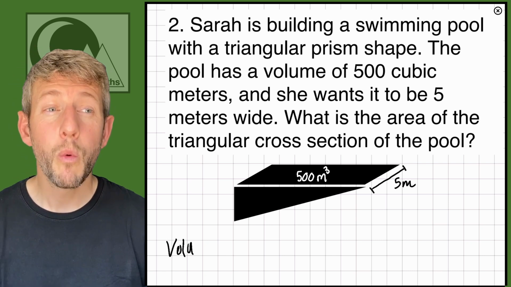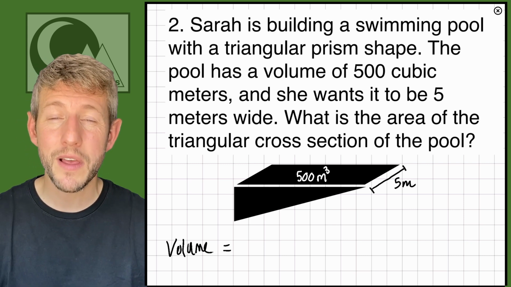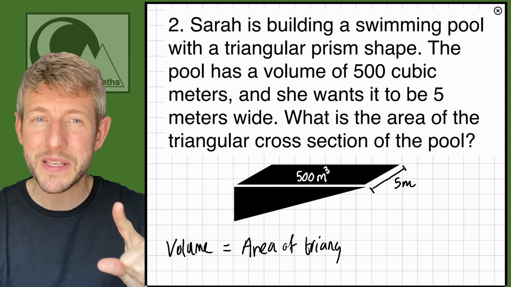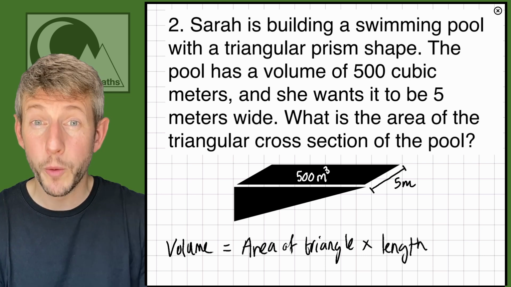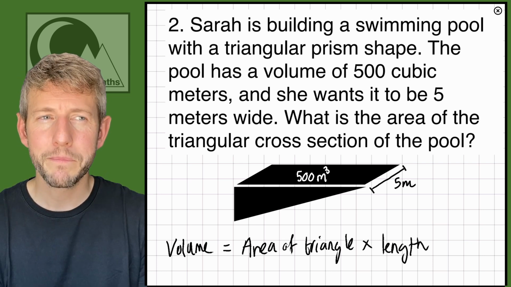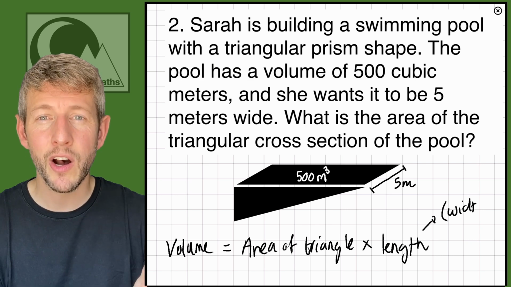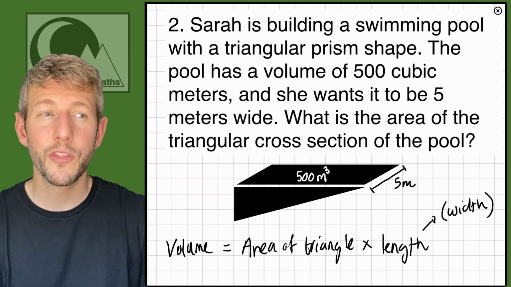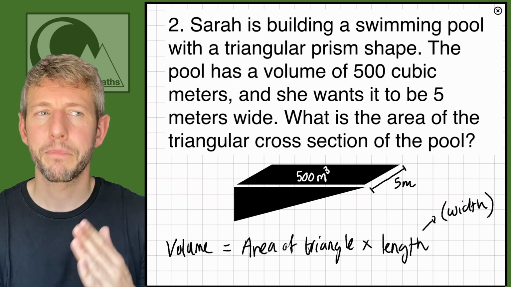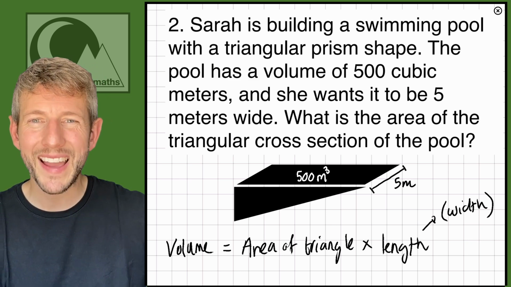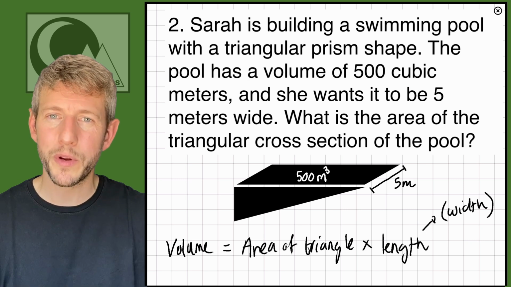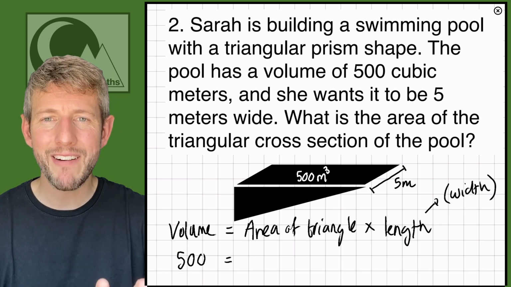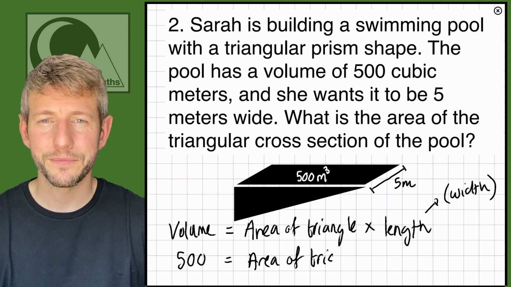Right, okay. Well, this is a lot easier because it's cubic meters and they've given us the length in meters. So there's no funny business here. So we remember our formula, which is volume equals area of cross section times length. So we know the width is going to be 5 meters. In this scenario, the width is what we're calling the length. So we know that 500 equals the area of the triangle times 5.